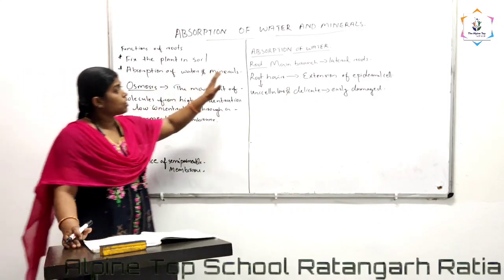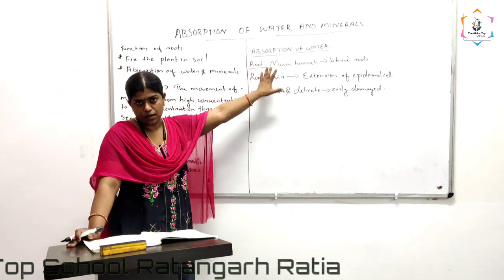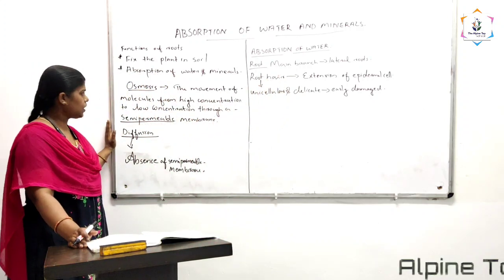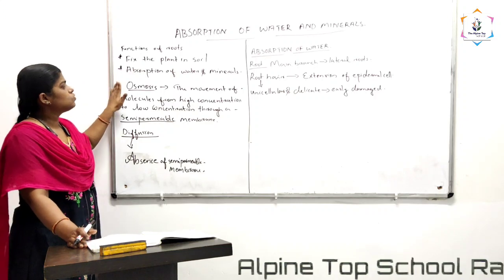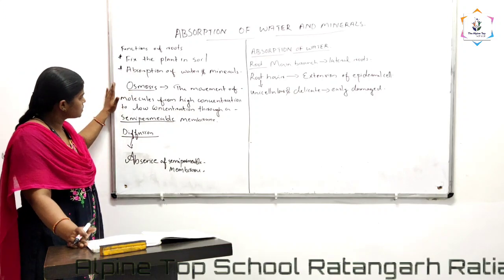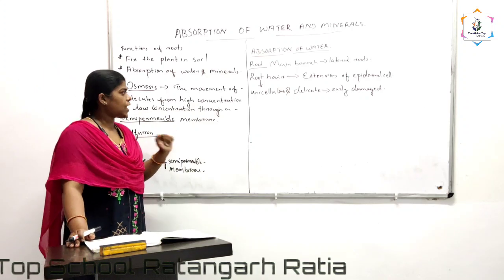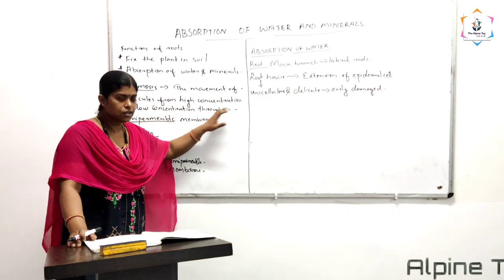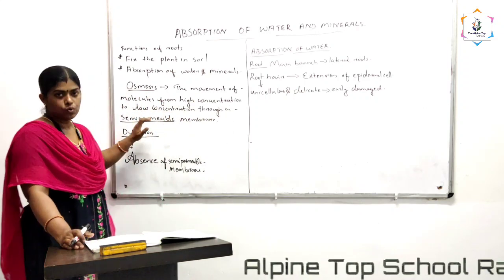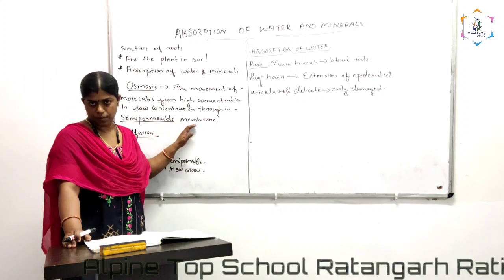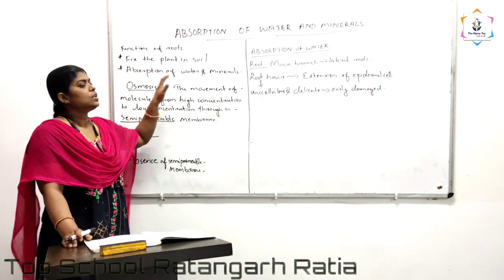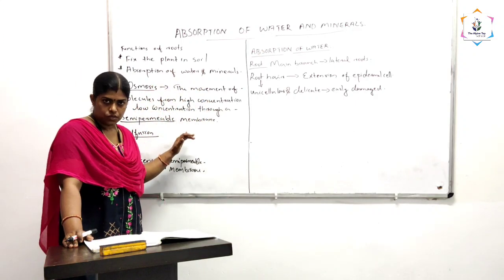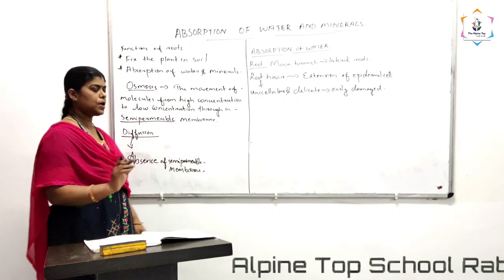And before going to the details of the absorption of water by roots, we should know what osmosis and diffusion are. Okay. So firstly, we are going to look at what osmosis is. So what is osmosis? Osmosis can be defined as the movement of molecules from a higher concentration to a lower concentration through a semi-permeable membrane. Okay, so what is osmosis? The movement of molecules from high concentration to low concentration through a semi-permeable membrane.